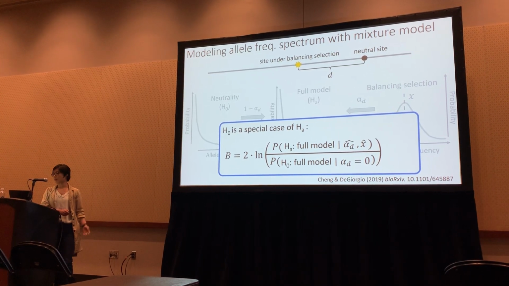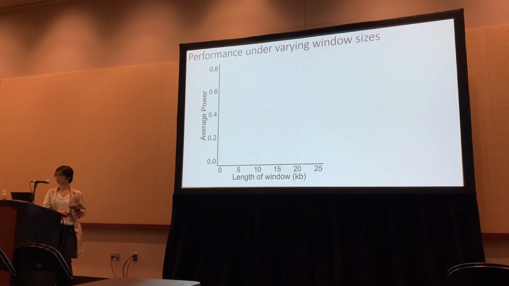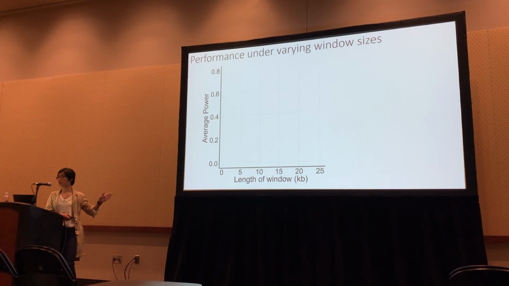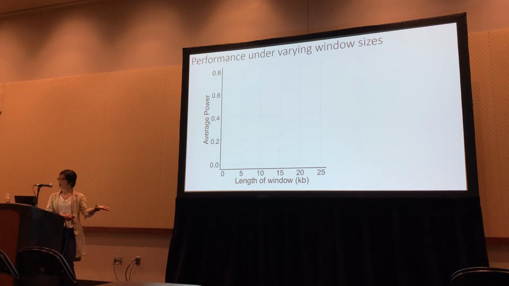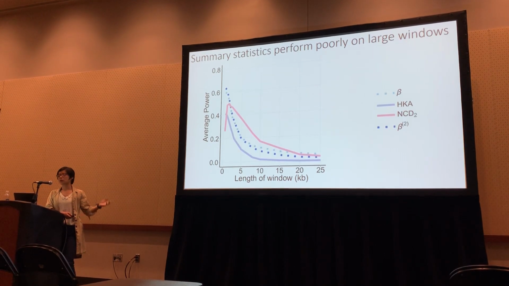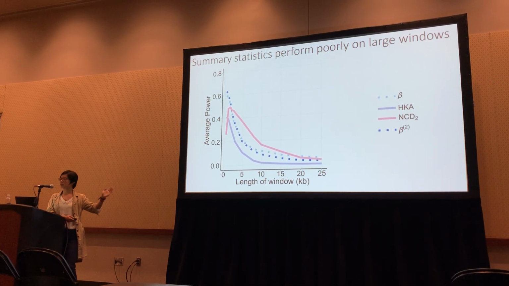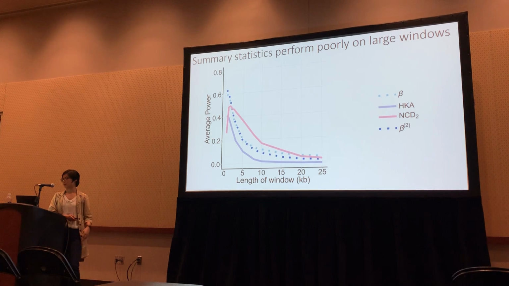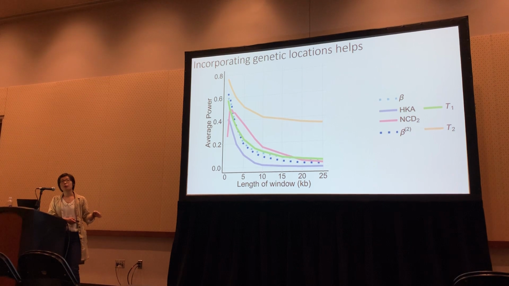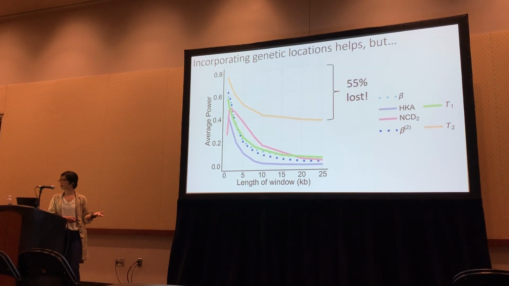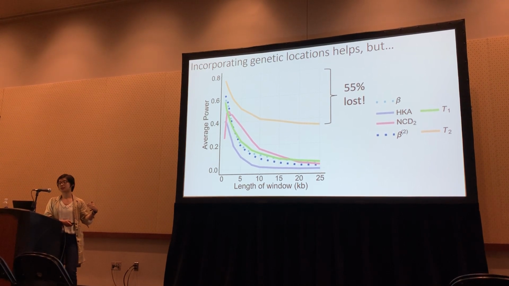So to evaluate the performance, I simulated a bunch of sequences undergoing very old balancing selection and applied the methods that I mentioned earlier with varying window size, shown on the x-axis. And on the y-axis, we plot their power. So first, if you look at the summary statistics, apparently when we use a large window, their power decays very fast. And for the model-based T statistics, because they incorporate the locations, their performance improved, but still, if you look at even the best performing T2 here, over half of its power is still lost.